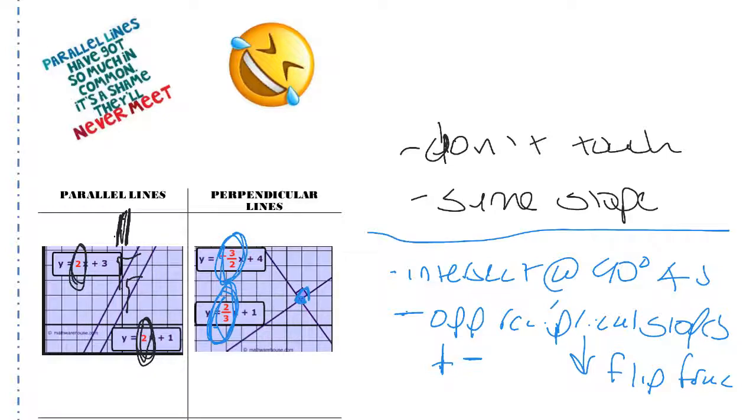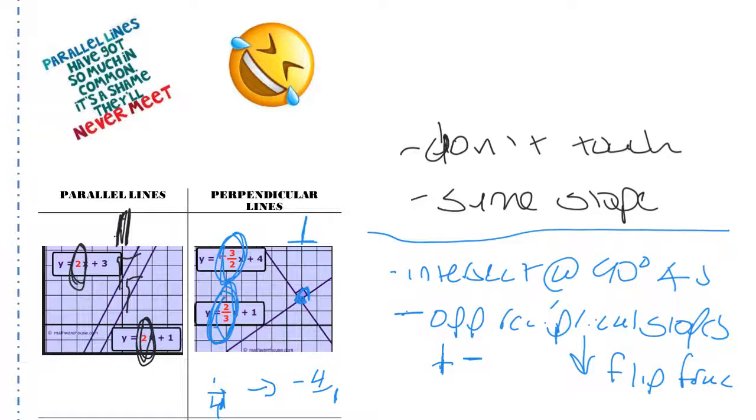So another example of opposite reciprocal really quick. If I had 1/4 and I wanted the opposite reciprocal slope, it would be -4/1. So the sign switches and the fraction flips. And the symbol for perpendicular looks like an upside down T. So we might see that in these examples coming up.